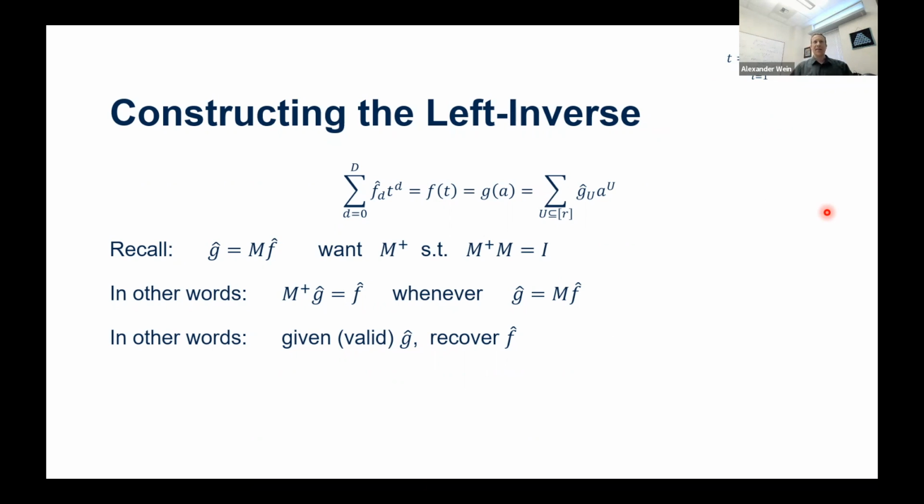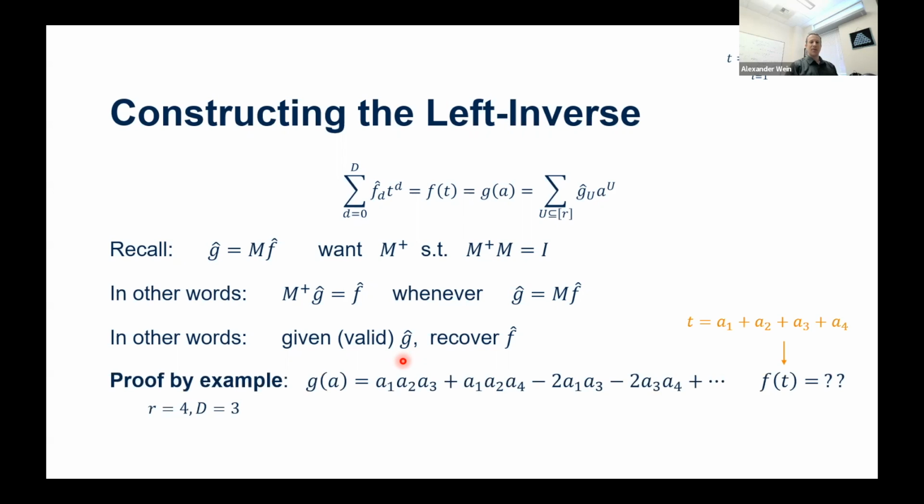And so that's the last thing I need to convince you of: why this should be possible. If I show you a polynomial g in a, can you figure out what polynomial of t it came from? Let's do a proof by example to illustrate why this should be possible. Let's say R is 4, D is 3. D is the degree of the polynomial in t here. So I show you this polynomial in g, or in a, which looks like this. And my claim is that this is actually equal to some polynomial in the sum t, and your job is to figure out what it is.